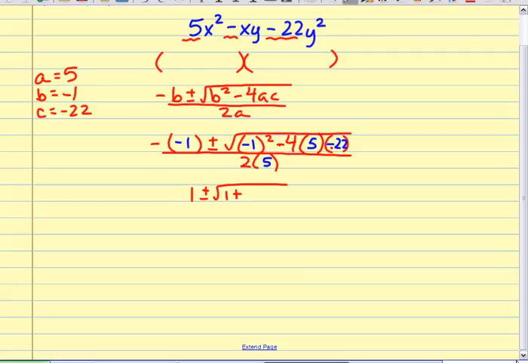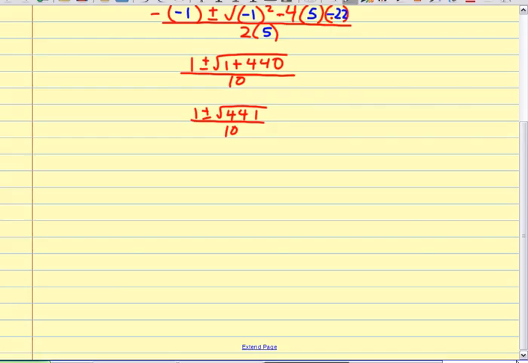20 times 22 is going to be 440. All over 10. Okay, and let's keep simplifying. Now I'm going to get 1 plus or minus the square root of 441 over 10. Guys, I'm guessing that that's going to be 21, but let's see. So, the square root, I'm using my calculator, and you are too, 441 is equal to 21. Awesome.